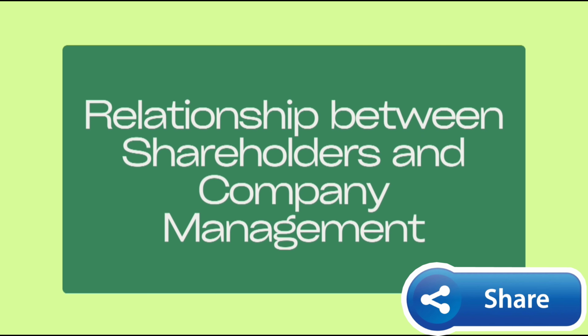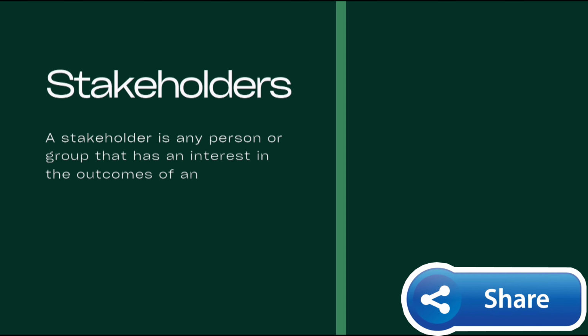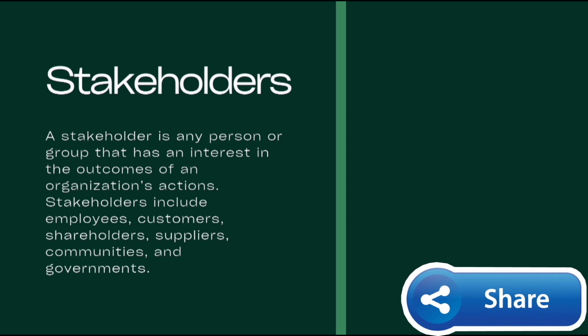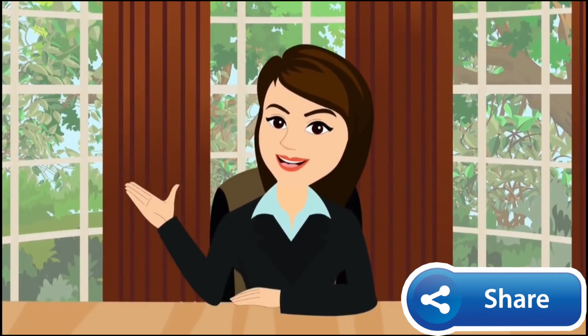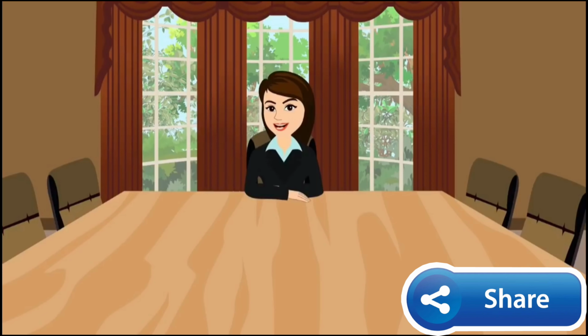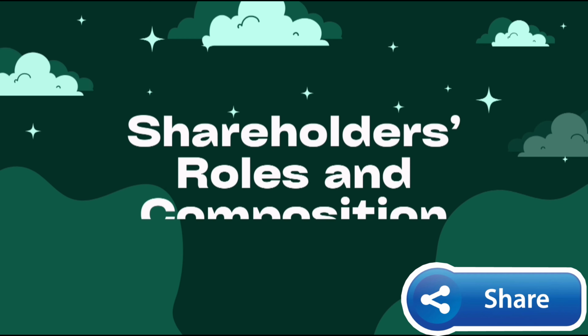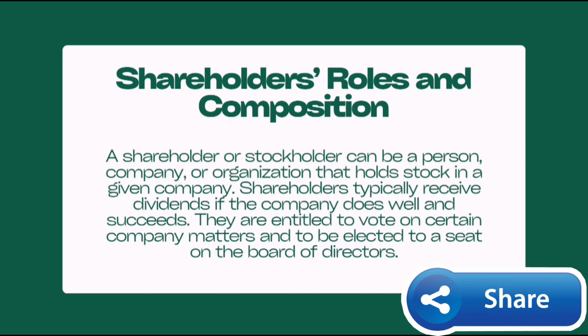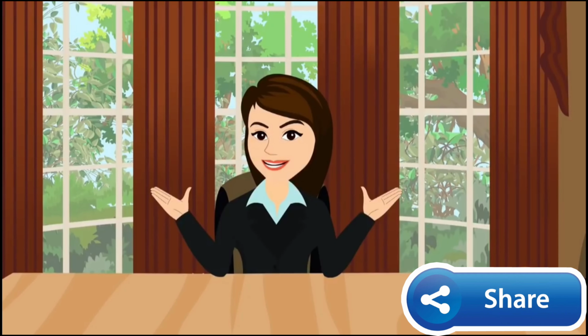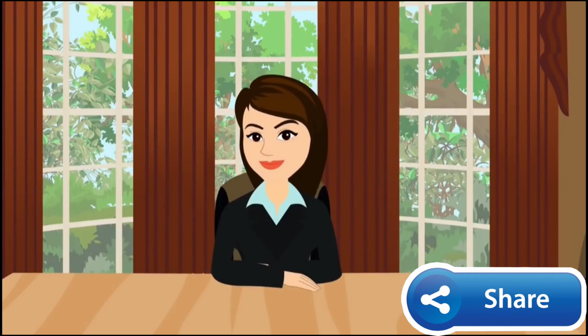Next, let's discuss the relationship between shareholders and company management. In a simple definition, a stakeholder is any person or group that has an interest in the outcomes of an organization's actions. Stakeholders include employees, customers, shareholders, suppliers, communities, and governments. A shareholder typically receives dividends if the company does well and succeeds. They are also known as owners of the corporation.